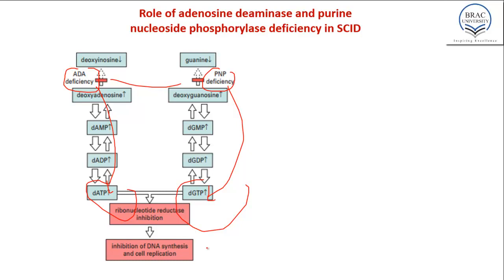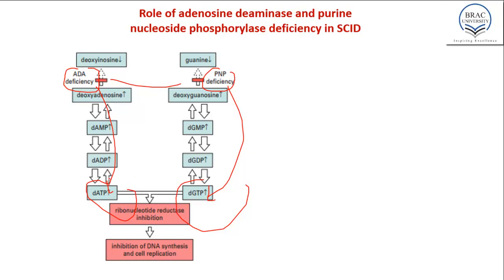Without functioning T cells, B cells also cannot recognize antigen and make antibodies. Thereby, no immune response is possible. So let's summarize what happens in SCID. In SCID, deficiency of two very important enzymes, adenosine deaminase and purine nucleoside phosphorylase, leads to increased accumulation of dATP and dGTP in T lymphocytes.